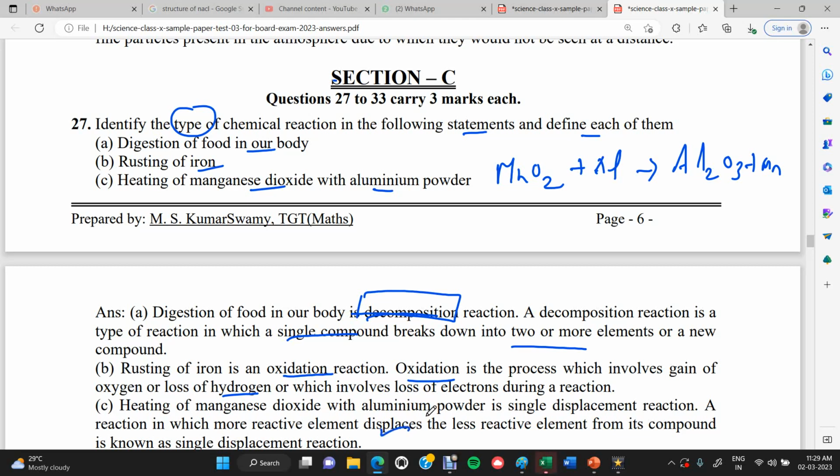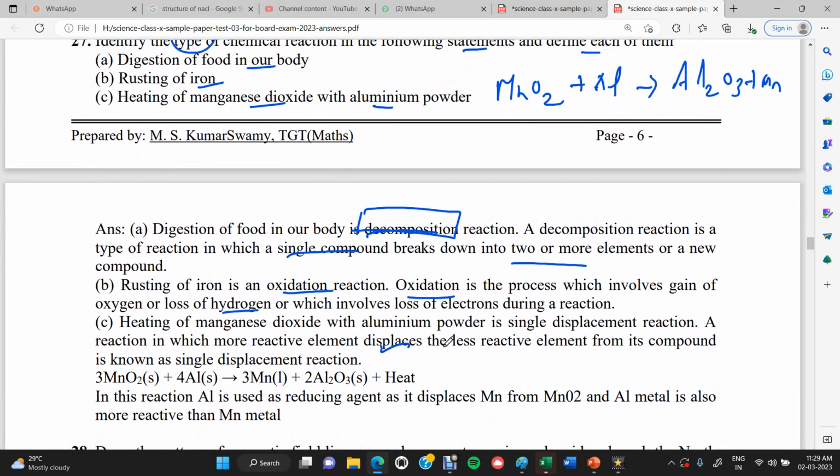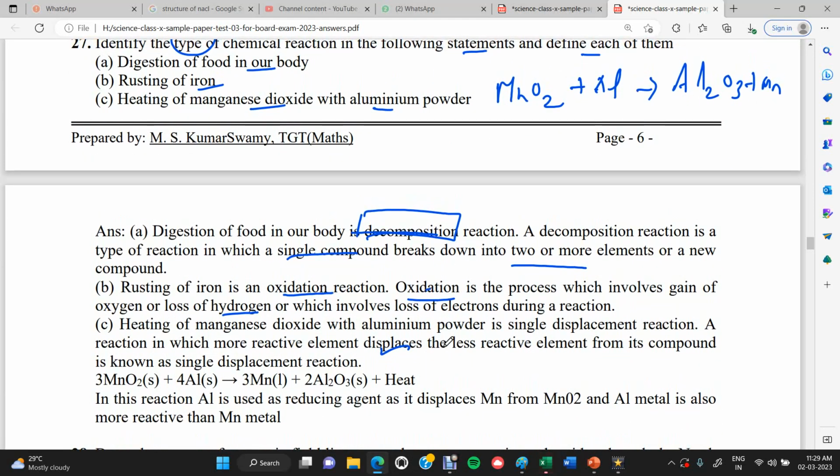Okay, that's it. These points also we have to note down. Here Al is used as a reducing agent. Yeah, I had missed one thing. What did I miss? MnO2 plus Al gives Mn plus Al2O3, but heat is also produced here, right?